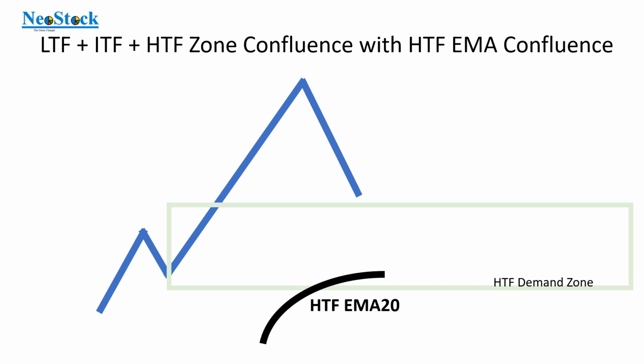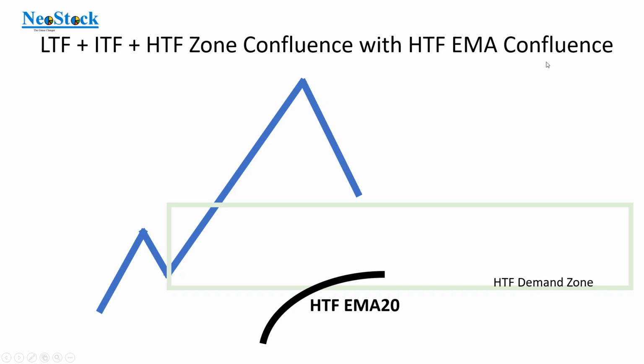Okay, that was the first variation. Second variation. In our strategy, we have two variations. The first variation is LTF plus ITF EMA. And the second variation is LTF plus ITF plus even HTF zone confluence, and the HTF zone is having HTF EMA confluence.